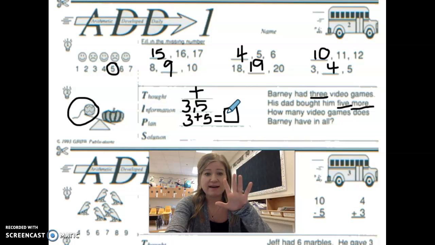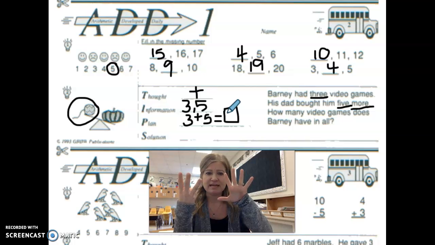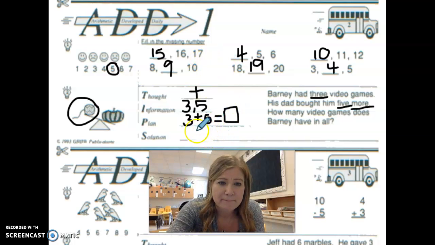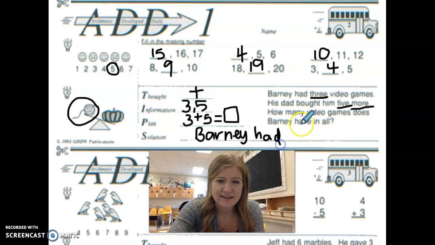So let's try it. If I have 5 and then I add 3 more, let's count 5, 6, 7, 8. You got it? So we would write Barney had 8 video games. Barney had 8, and I'm just going to write games. And then what do we need at the end of a sentence? You got it, a period. All right, great job.